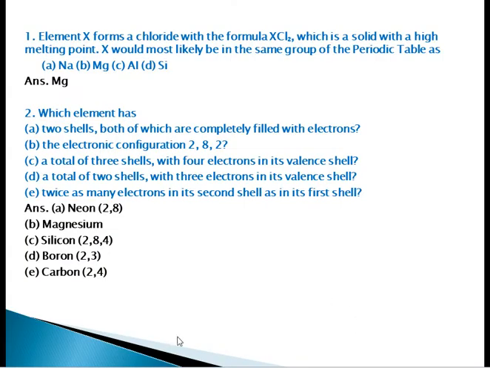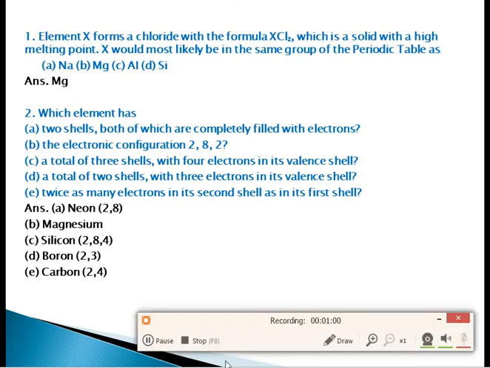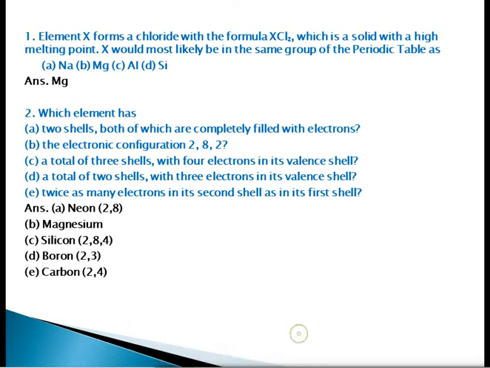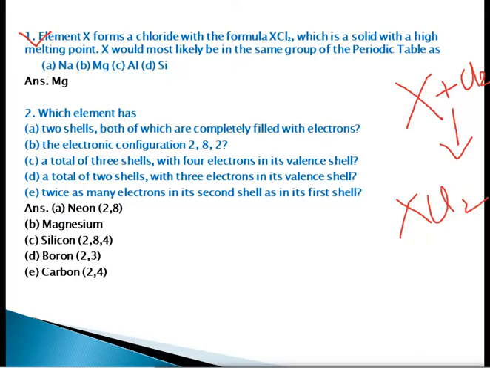The first question is from your NCERT textbook. I think you have all gone through this question, which is given in the exercise. Element X forms a chloride with the formula XCl2, which means when X combines with chlorine, it forms a compound called XCl2, which is a solid with a high melting point.